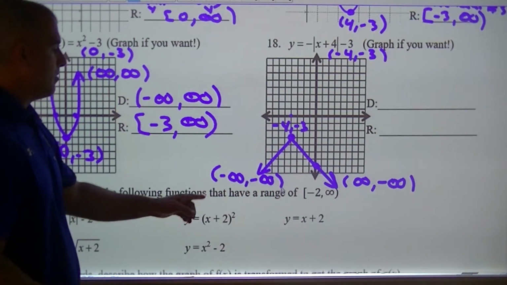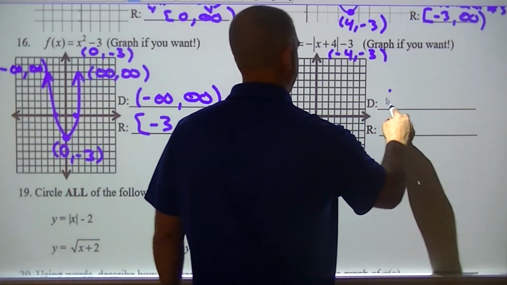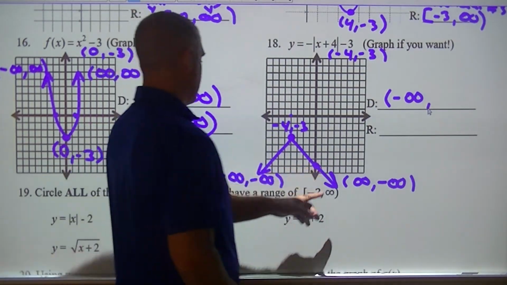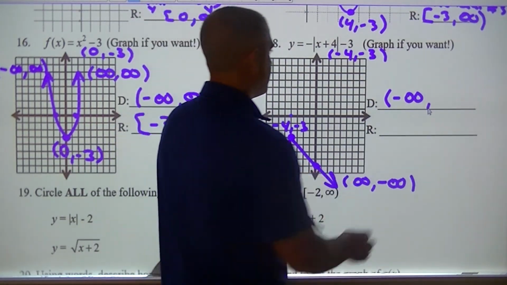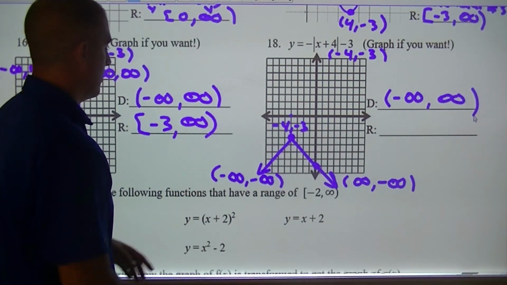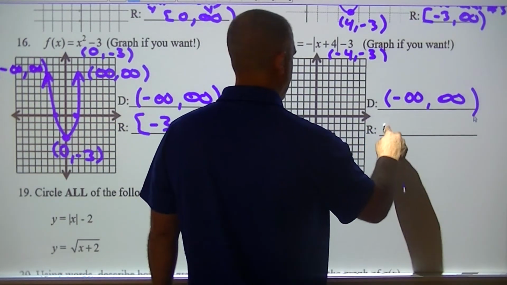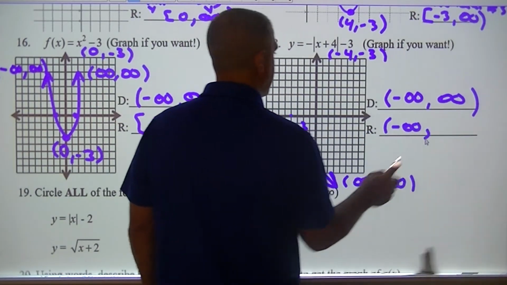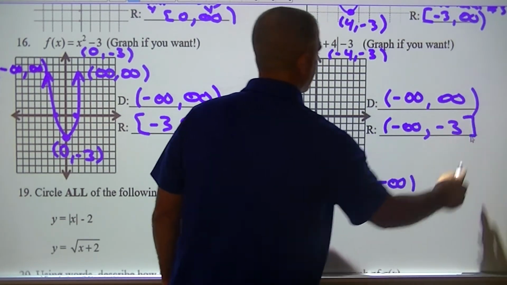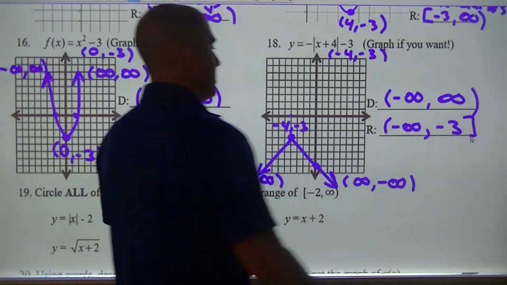So when I look at the domain, the smallest x value that I see of these three is going to be negative infinity. The biggest x value that I see will be positive infinity. Once again, that would mean all real numbers. The smallest y value I see is negative infinity, and the biggest y value I see is actually -3. And since that -3 is at a closed point, fill in that. Okay? 19.